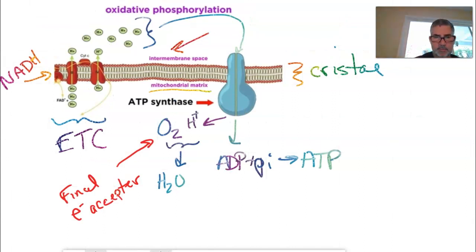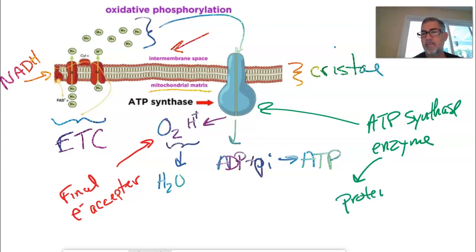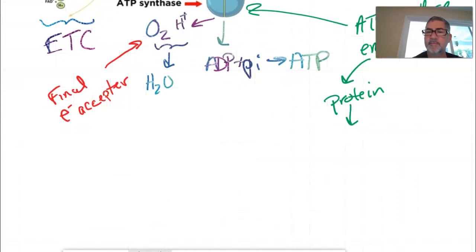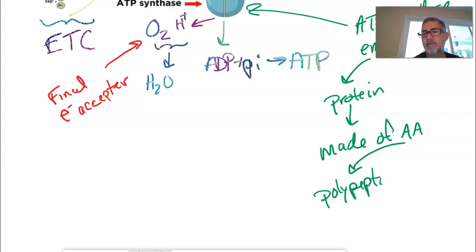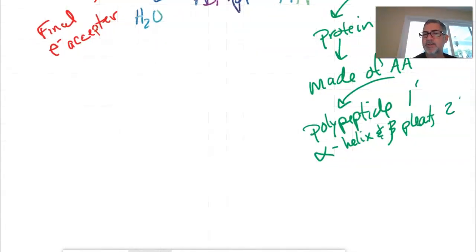Now, important, one last thing. My ATP synthase is an enzyme. Remember, an enzyme is a protein, and the protein is made of amino acids. So I have my polypeptide. Remember, that's my primary structure. I have my alpha helix and my beta pleats, and that's my secondary structure.